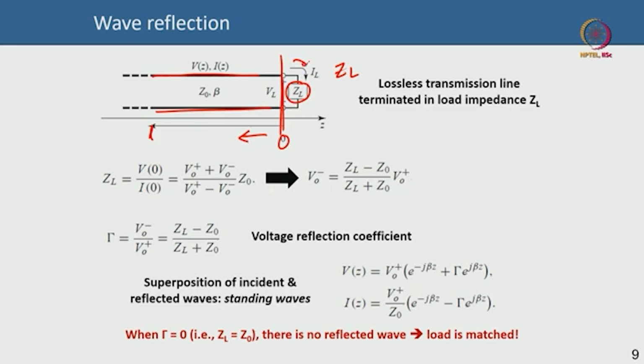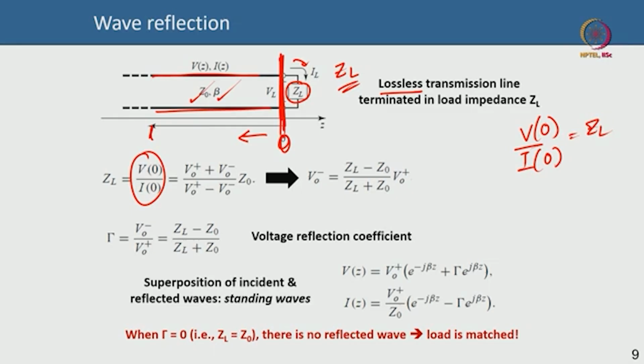Suppose this transmission line is lossless, and so the characteristic impedance Z0 you can define as square root of L by C, and beta is the propagation constant, which is also like a wave vector. Now, how are we going to do the analysis around this transmission line which is terminated with a load of ZL? The load ZL can be defined by the ratio of the voltage at this point by the current at that point, and this point I have defined as 0. So, the voltage at point 0 divided by the current at point 0 is your load impedance.